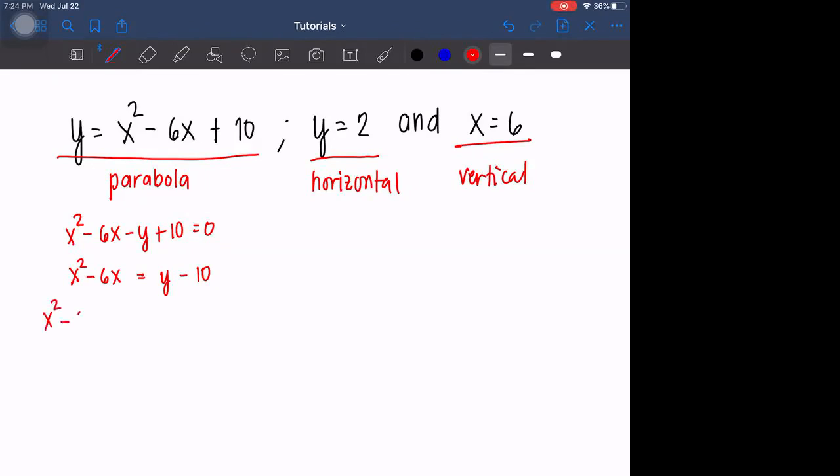So x squared minus 6x plus, how much do we add to complete the square? 9. And because we added 9 on the left, we also add 9 on the right. So we factor this out. This becomes x minus 3 quantity squared. And on the right, what remains? y minus 1. Okay.